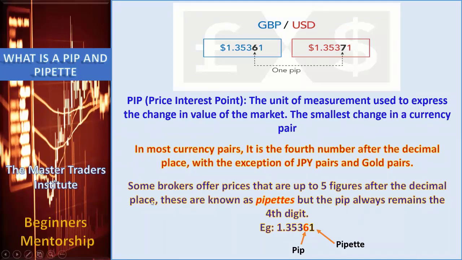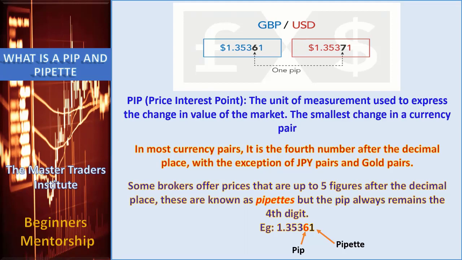In the case of JPY pairs, we are still going to treat it so that you understand why they are different. They are not calculated the way the major currencies are calculated. Some brokers offer prices that are up to 5 figures. If you take a look at the screen here, you will see that this figure, 1.35361, is actually up to 5 digits. Very few brokers give you 4 digits after the decimal place.